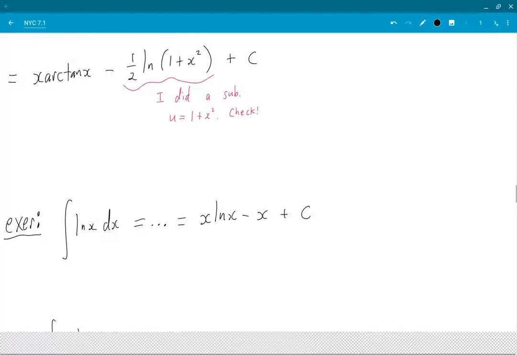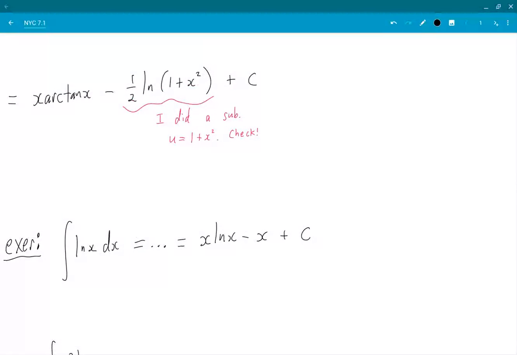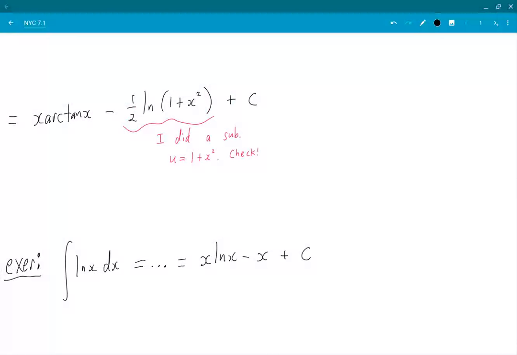Okay, here's an exercise for you. I want you to try just ln of x. Same situation. You have to choose a u and a dv, but you don't really have a choice. So pause and copy and try.